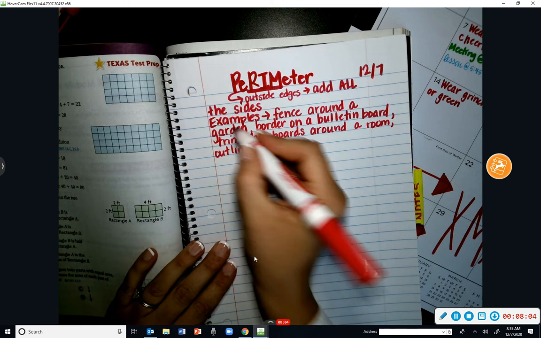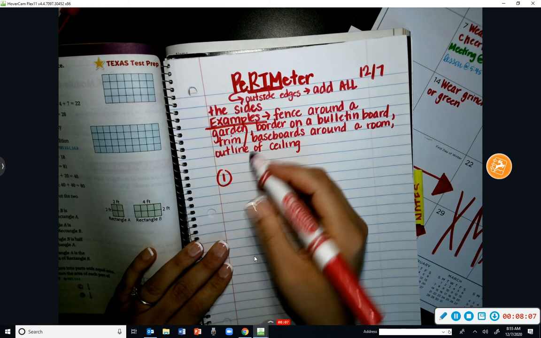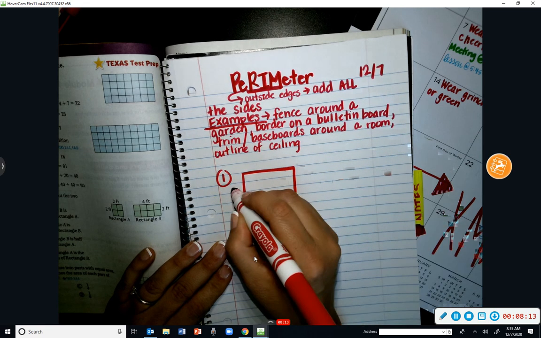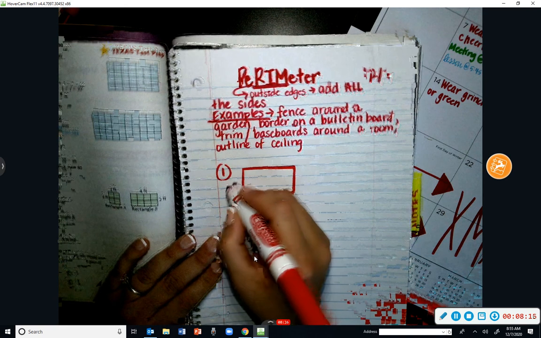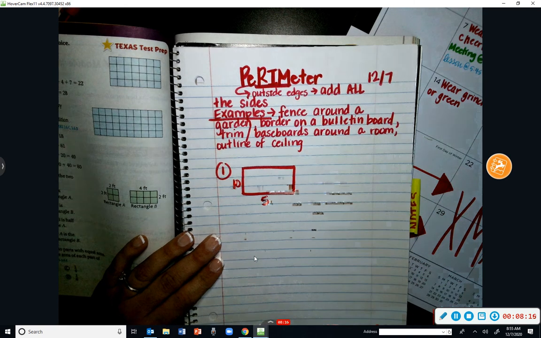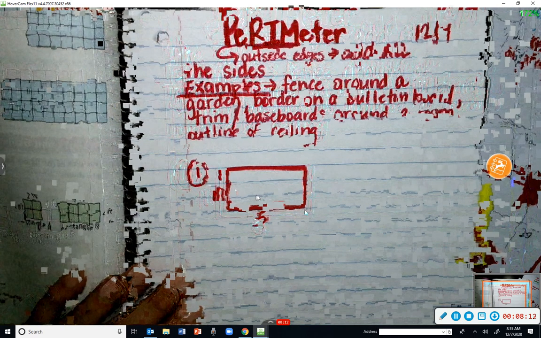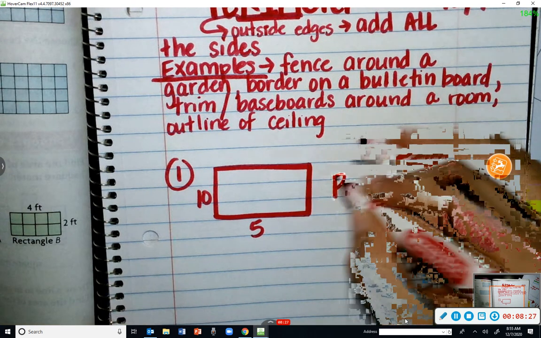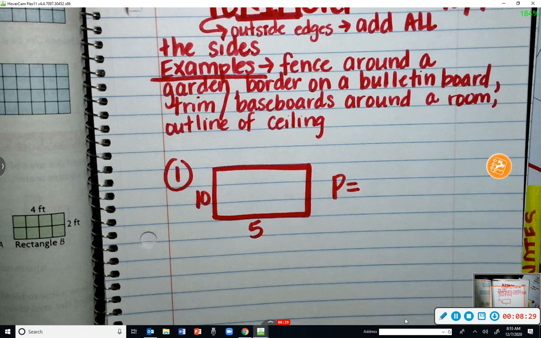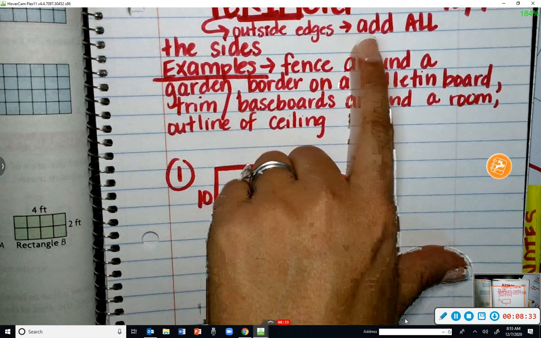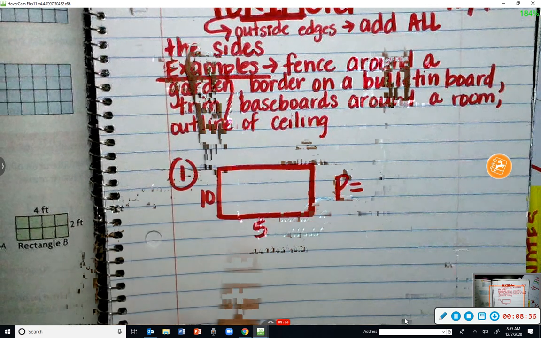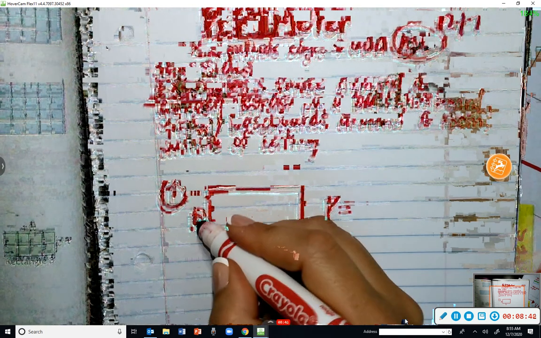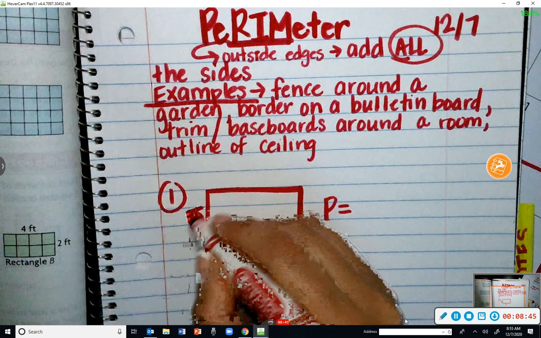So let's write a couple more problems in our spiral so we can have it to look back at. If this is my shape, and this is what they really like to do. I like to give you just two numbers, a 10 and a 5. And a lot of us want to just add a 10 and a 5. But if I'm going to find the perimeter of this, do I just do two of the sides? No, what do we write up here? Add all the sides. I don't just do the two they give me. I need to add all of them. Okay? Actually, this should be 5, and this should be 10.